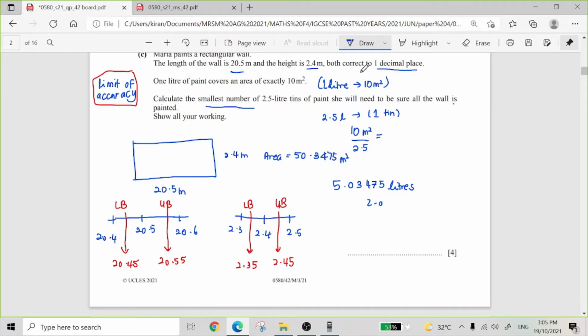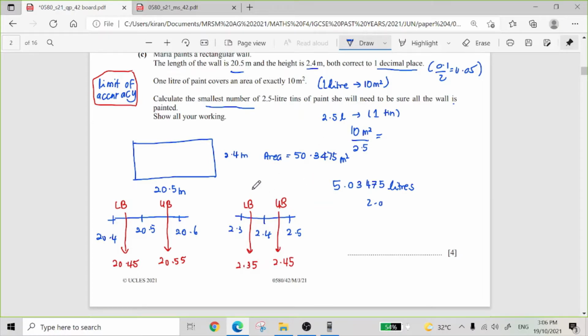So here we find the upper bound for each length. Since it is stated correct to 1 decimal place, the lower bound is 20.45 and the upper bound is 20.55. Actually 1 decimal place is 0.1, and then we divide by 2, we get 0.05. So for the lower bound and upper bound, we plus minus 0.05. The next length is 2.4. We get the upper bound is 2.45 and the lower bound is 2.35.